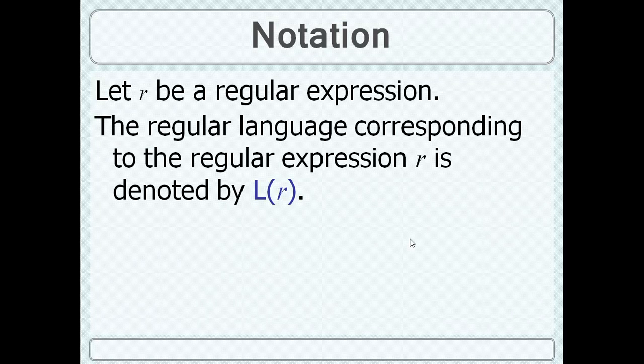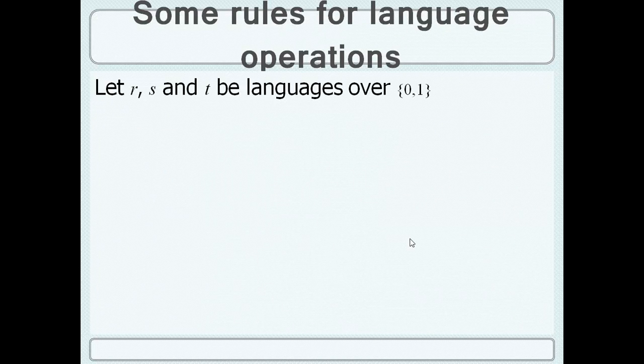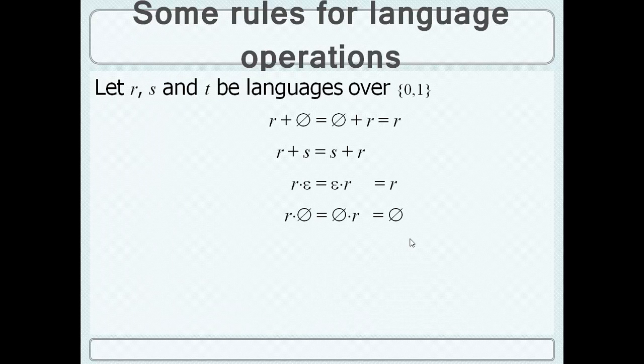If R is a regular expression, the regular language corresponding to the regular expression R is denoted by L of R. We'll study some rules for language operations. If R, S and T are languages over {0, 1}, then R plus phi is equal to phi plus R is equal to R. R plus S is equal to S plus R. R concatenated to epsilon is equal to epsilon concatenated to R is equal to R.